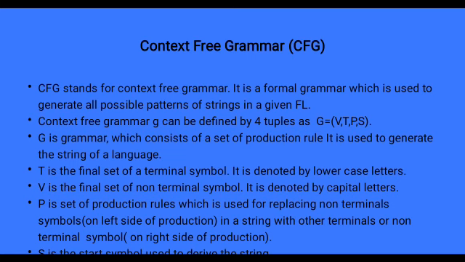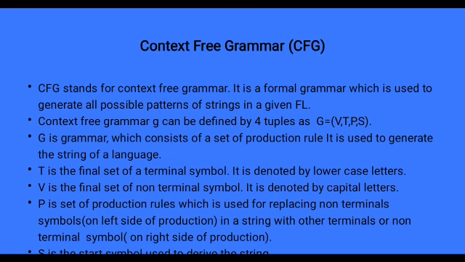In that, capital G denotes the grammar, which consists of a set of production rules. It is used to generate strings of the language. Coming to T, T is a finite set of terminal symbols. It is denoted by lowercase letters. V is the finite set of non-terminal symbols. It is denoted by capital letters.